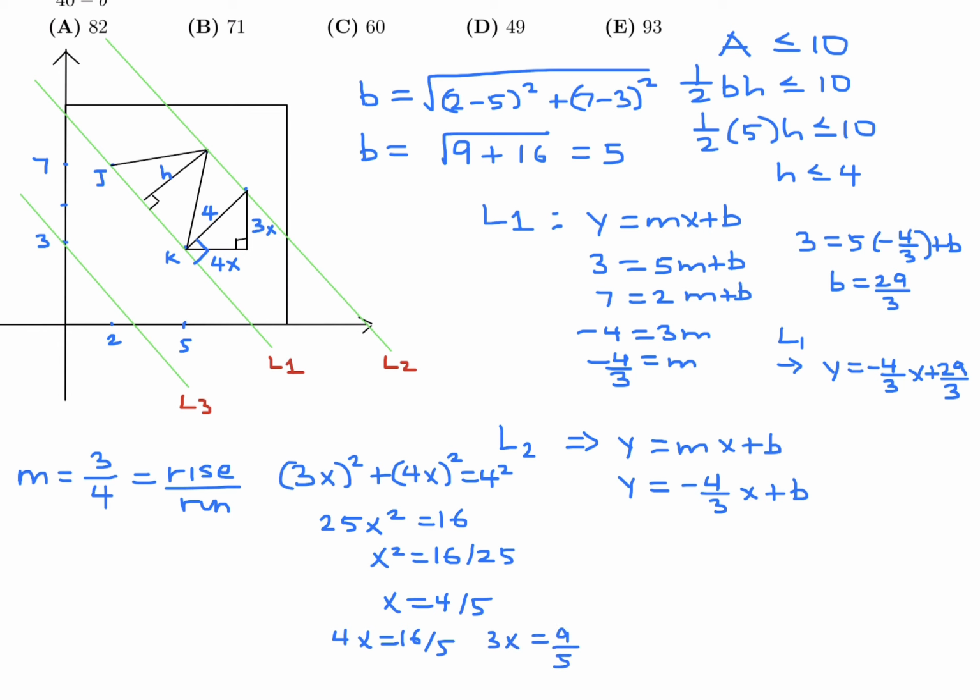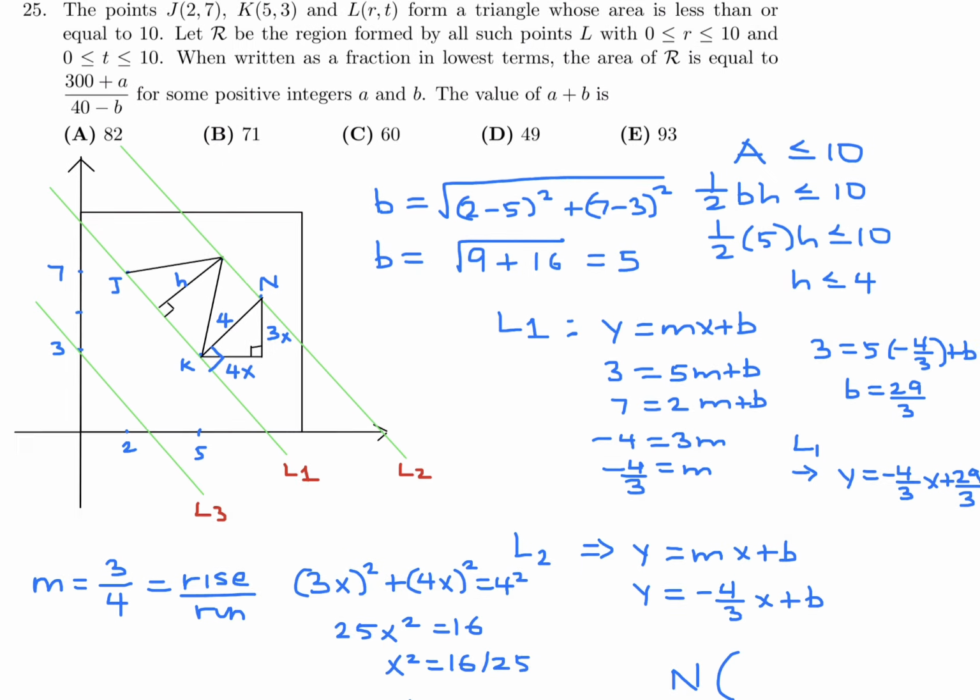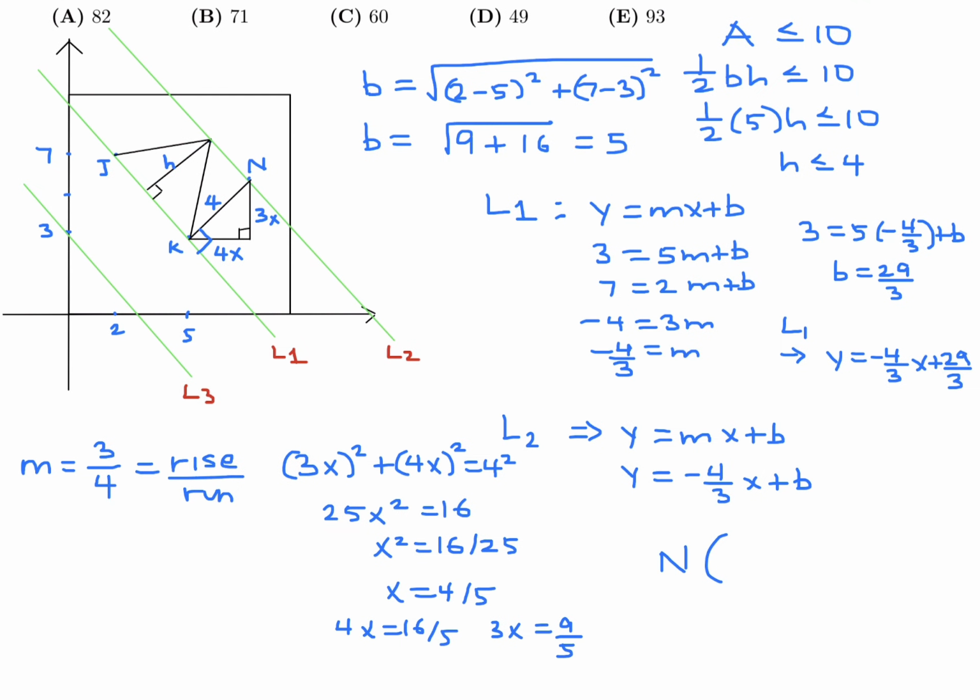So that means this coordinate right here, let's give it a name. J, K, L, M, N. Let's call it N. So many letters, don't know what to call it. N would have the coordinates. Well, we know K. K is the coordinates, what was it again? 5, 3, right? So K was 5, 3. So you are going 4x units to the right from 5. So 5 plus 16 over 5. And then you're going 3x units up from 3. So 3 plus 9 over 5.